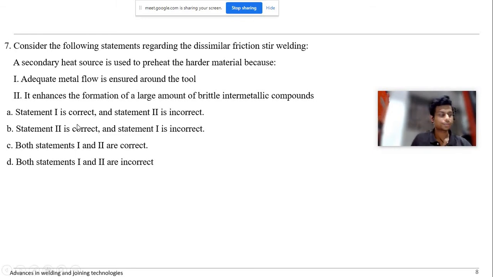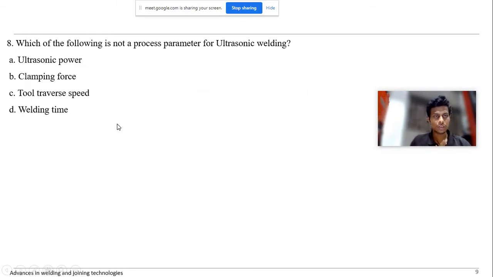Okay, I will go for the next question. Which of the following is not a process parameter of ultrasonic welding?